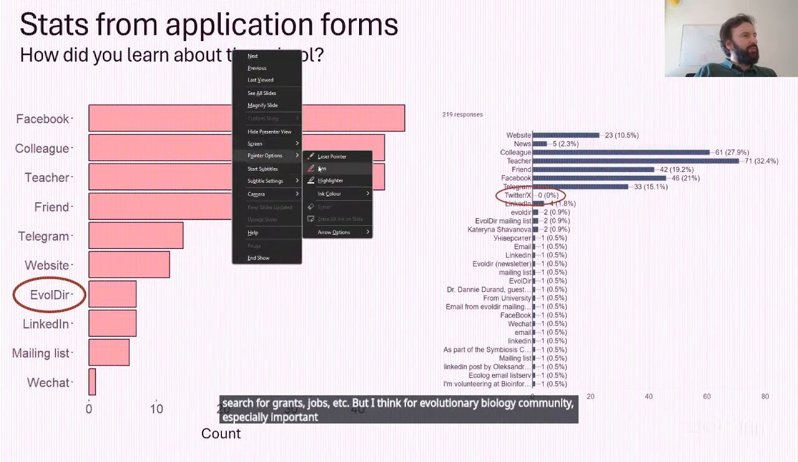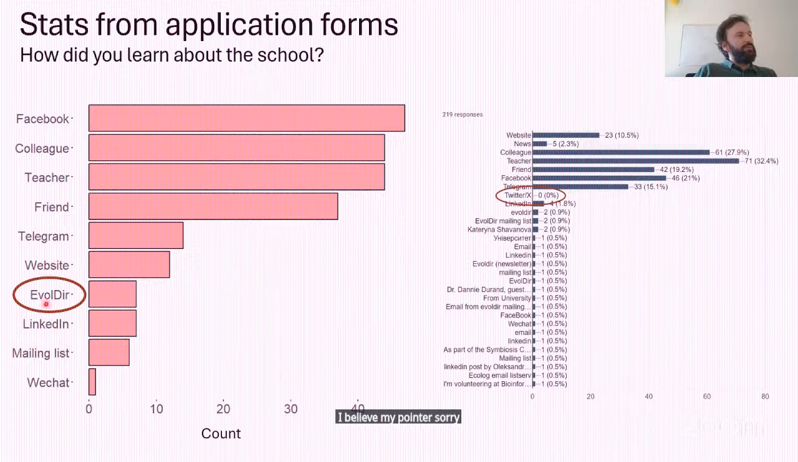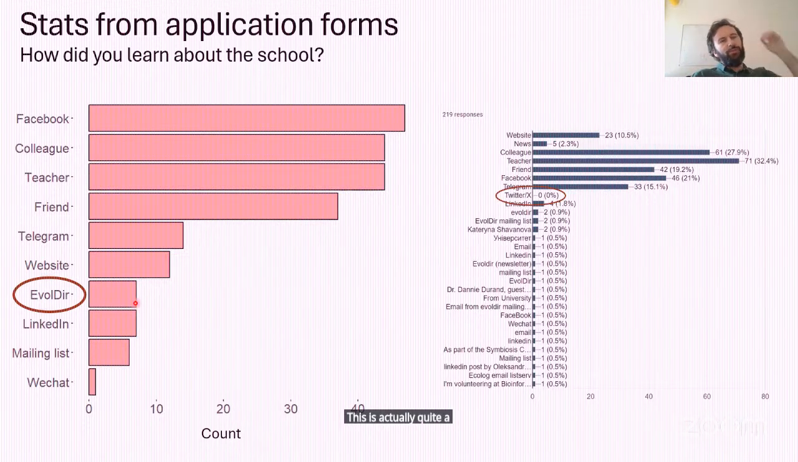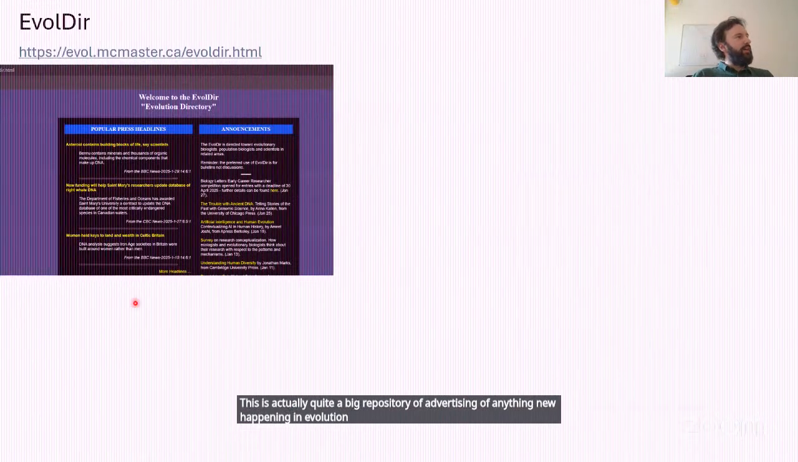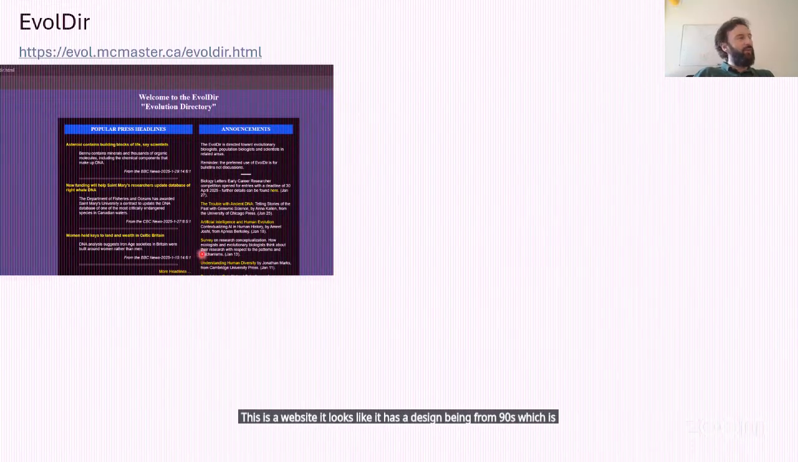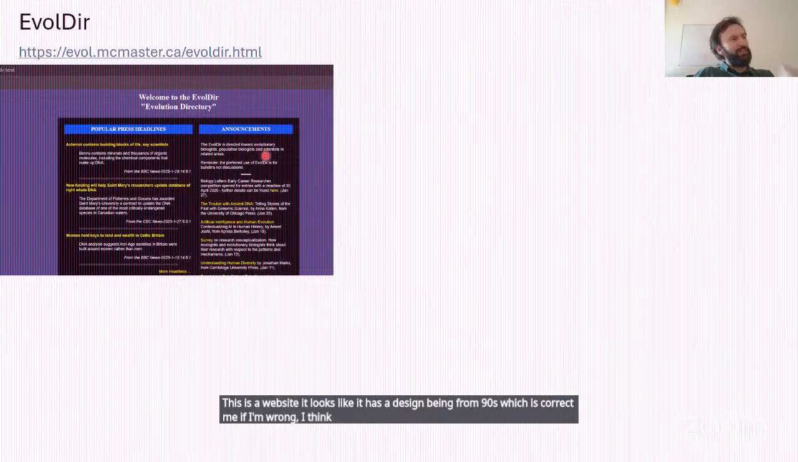The evolutionary directory, which is EvolDir for short. Not a lot of people have seen the info there, but this is where the people who in the end came to the school heard about it. It is actually quite a big repository of advertising of anything new happening in the evolutionary biology field. So this is a website. It looks like it has a design from the 90s, which, correct me if I'm wrong, I think is when it actually started.